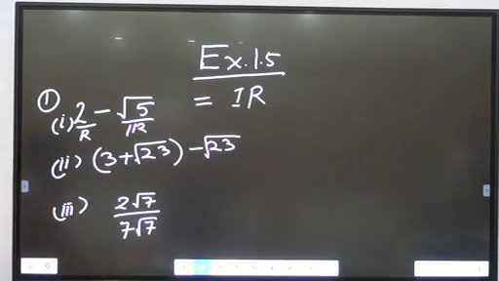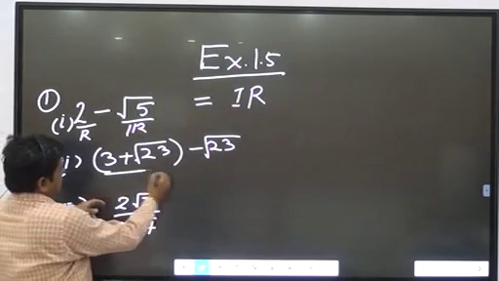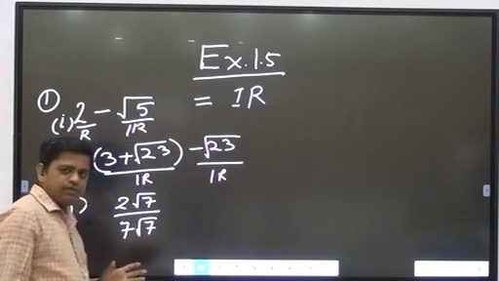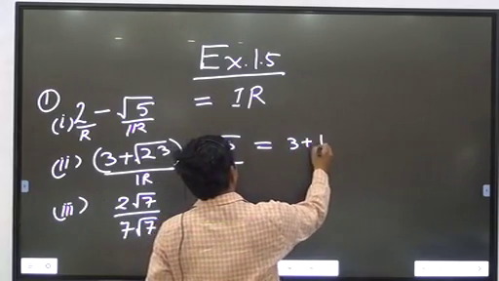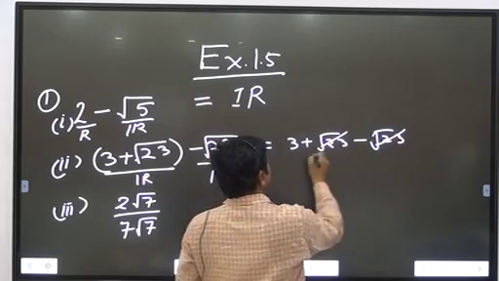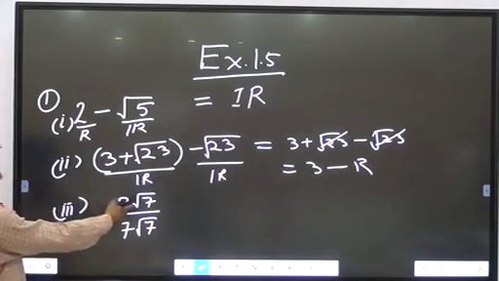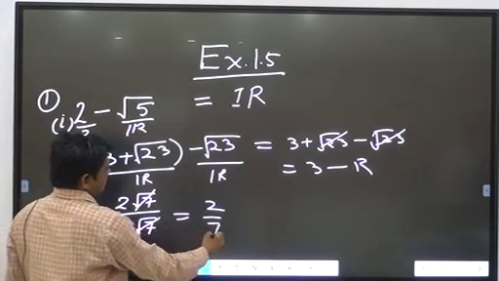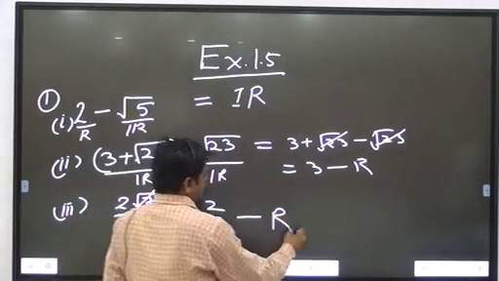And the second part, 3 plus under root 3, a combination of rational and irrational, is an irrational number, and this is also an irrational number. So we solve it, we get 3 plus under root 23 minus under root 23, and finally we get 3, which is rational. Similarly, 2 under root 7 upon 7 under root 7, we divide and solve, we get finally 2 upon 7, which is the form of P upon Q. Clearly we can see, so it is also a rational number.